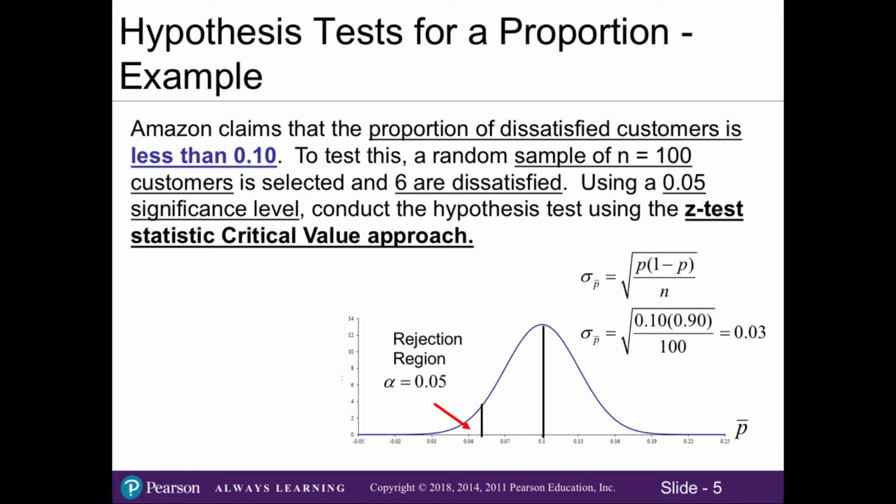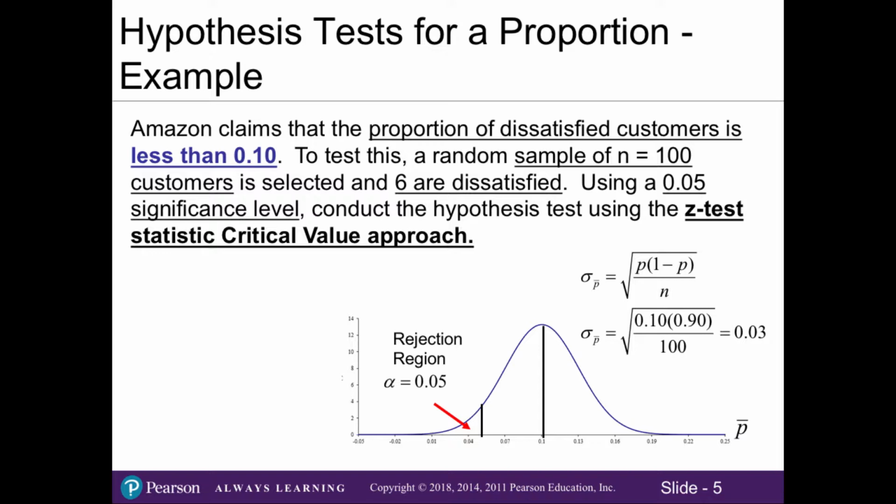So here's an example. Amazon claims that the proportion of dissatisfied customers is less than 0.10, or less than 10%. To test this, a random sample of 100 customers is selected, and 6 are found to be dissatisfied. Using a 0.05 significance level, that's our alpha, conduct the hypothesis test using the z-test statistic critical value approach.